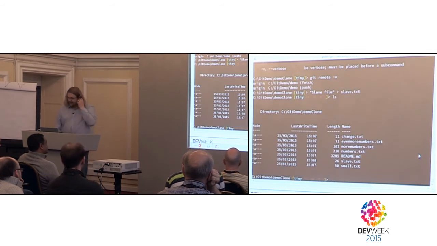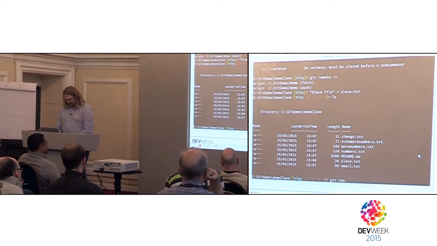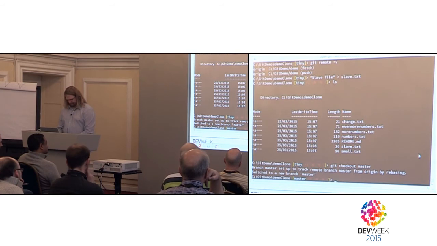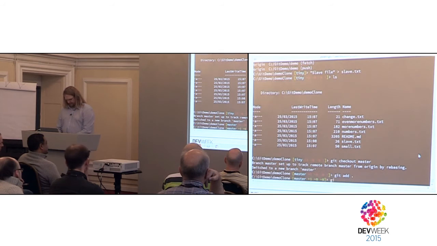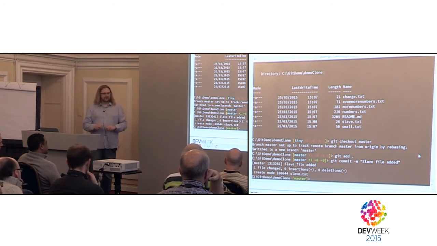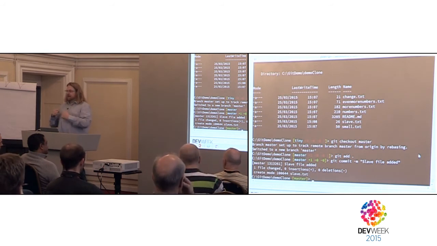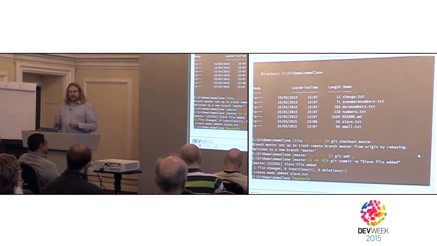Okay, so I've added a file called slave. I'll put it on master. Okay, git add. So I'm in the clone, right? And the file slave exists as a commit to the master on the clone. Yes?